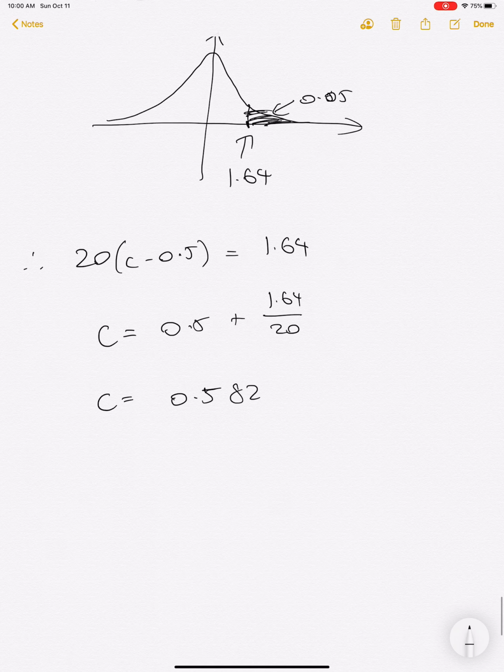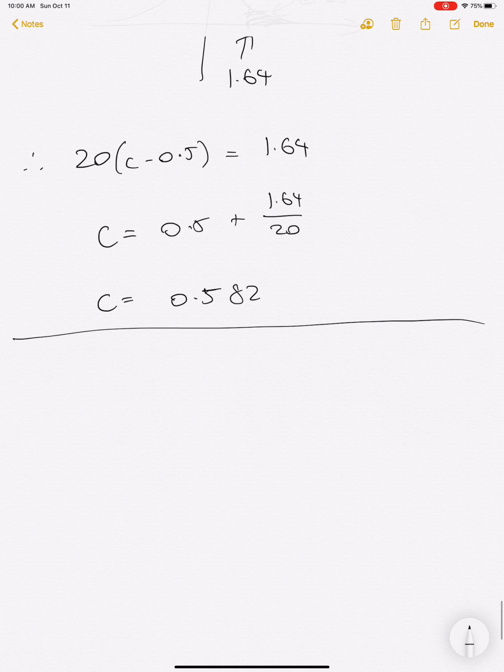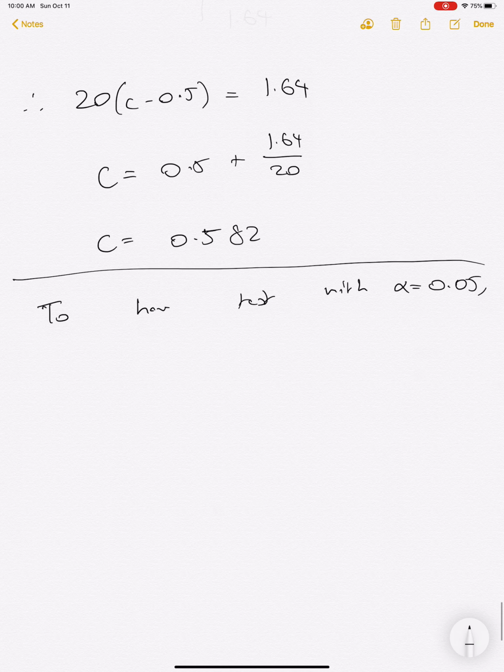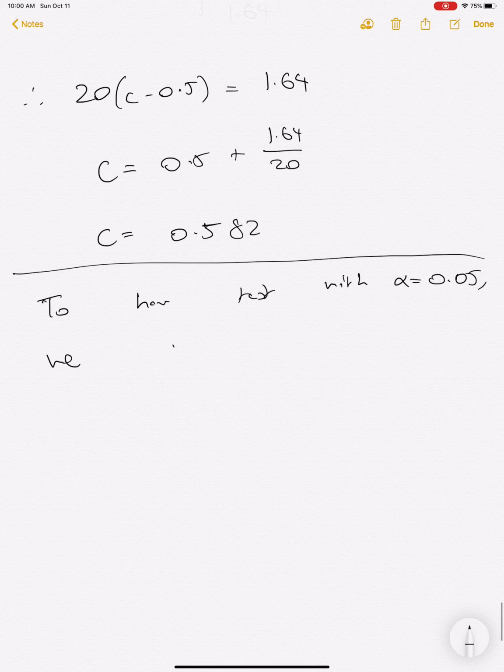So what that means is that to have a test with alpha equals 0.05, we would reject the null if x bar is bigger than 0.582, and this would be our rejection region.